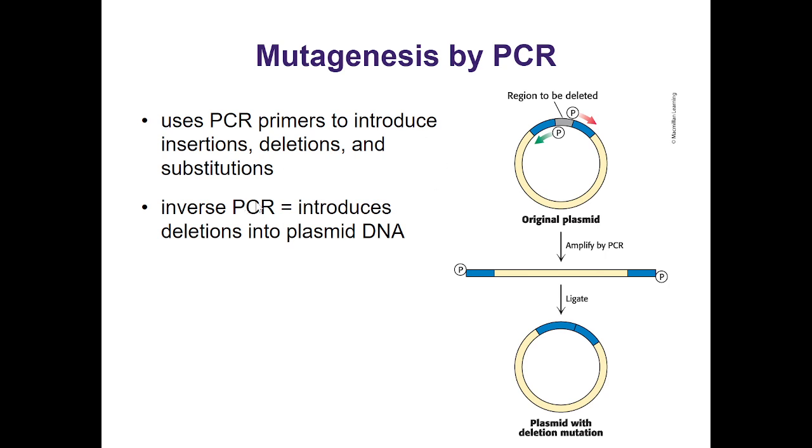And so inverse PCR is going to introduce deletions into plasmid DNA. Right here we see what we're looking at. This gray region, we're going to delete that. So we're going to open this up by cutting out that gray region. We're going to purify that. We're then going to amplify that by PCR. And then we're going to take these 2 sticky ends on each side of that gray region, and we're going to rejoin them.